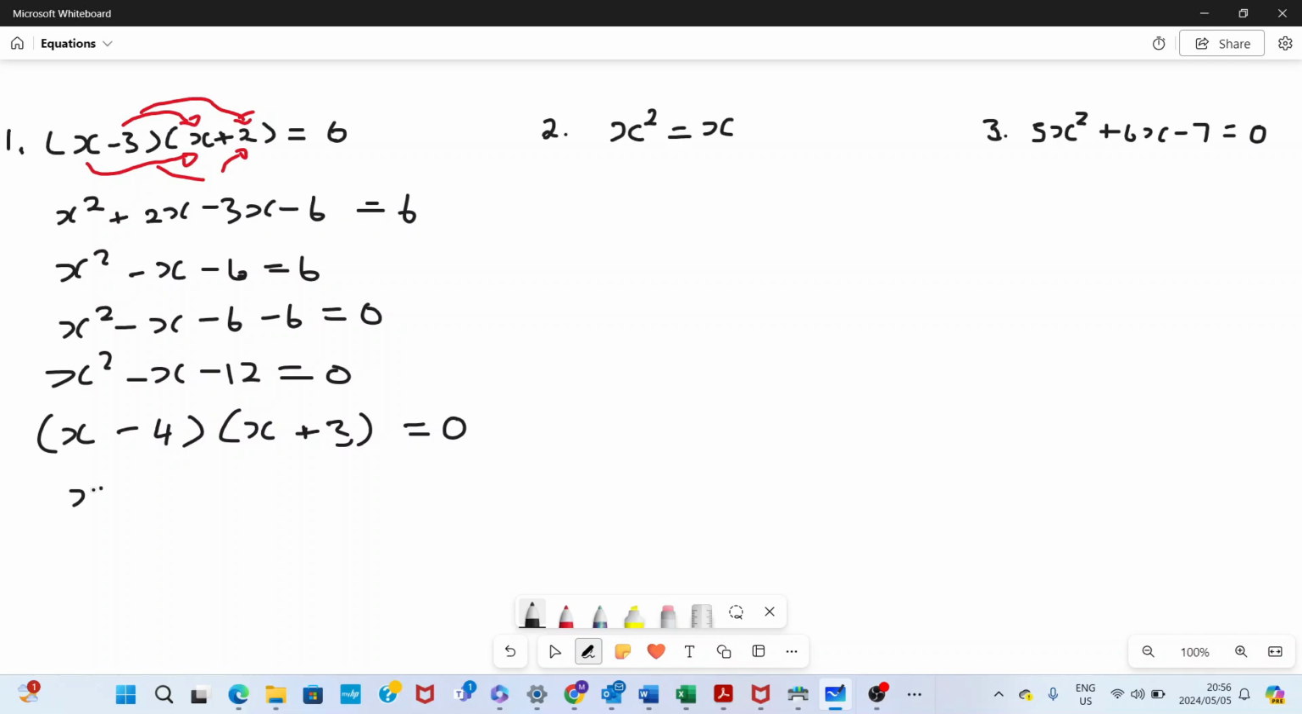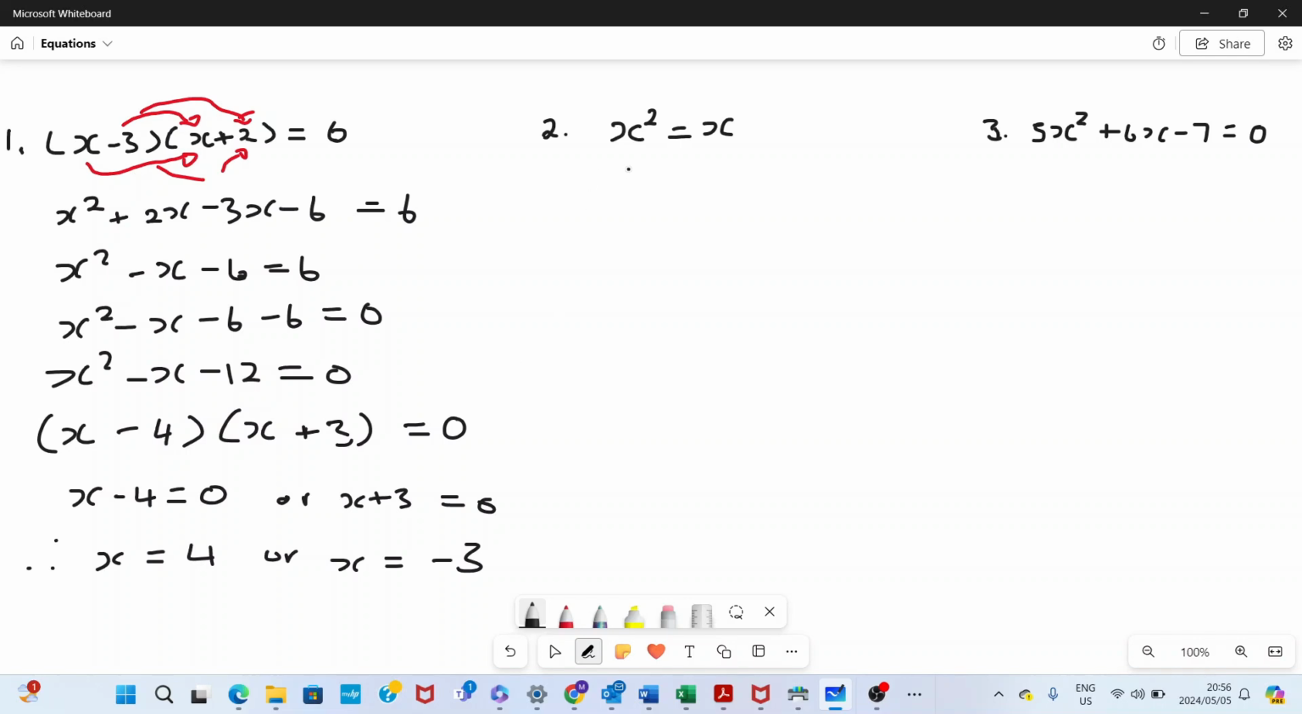So this would give us x minus 4 being equal to 0, or x plus 3 equal to 0, which then would be x equal to 4, or x equal to minus 3. That's it. We are done with the first equation.